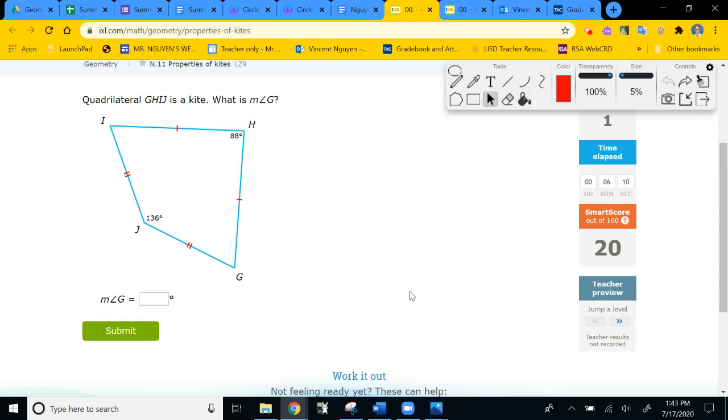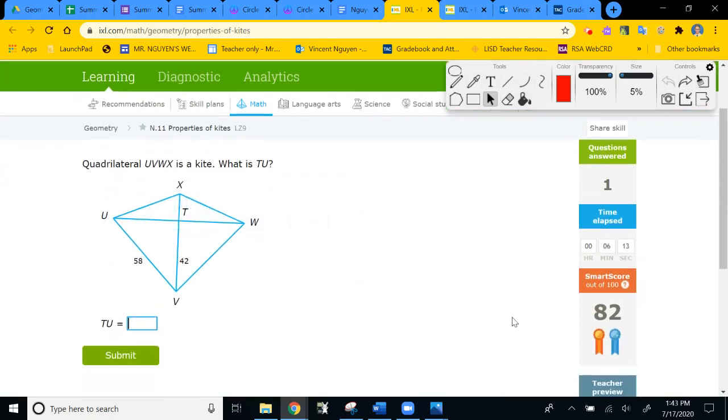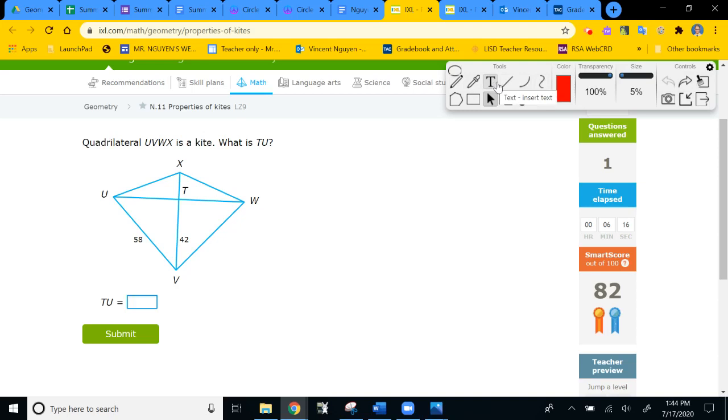What's angle G? Oh, it's repeating, so I'm going to skip. What's segment T? Oh, okay, so I'm going to work this one out because it's different. We're looking for TU, which is this leg right here. I'm going to put a question mark there, and we are given these two legs. One of the properties of kites is that they meet at a 90-degree angle, which means this triangle I'm messing with right here is a right triangle, right?